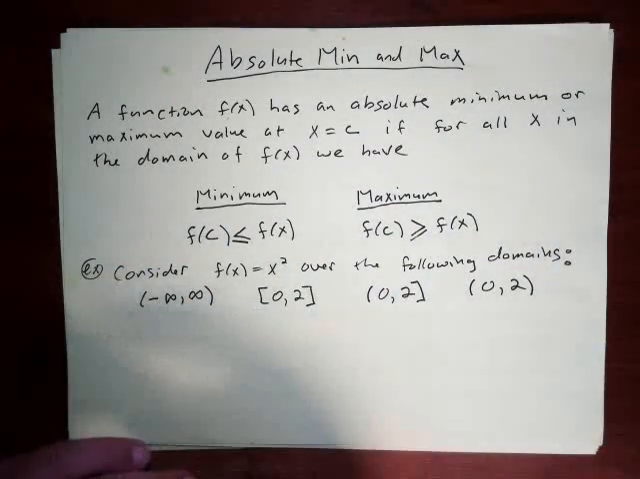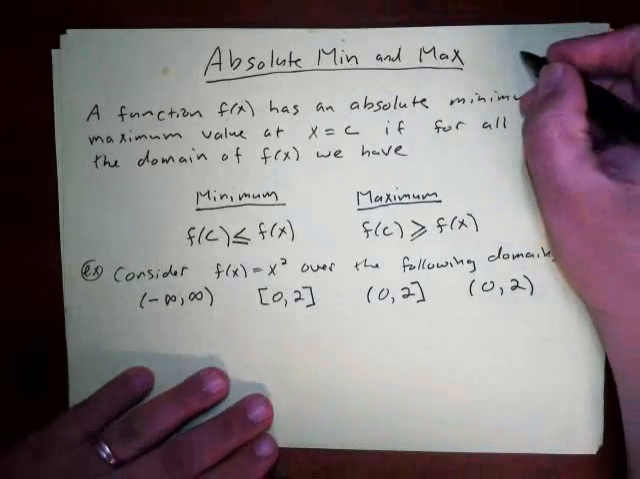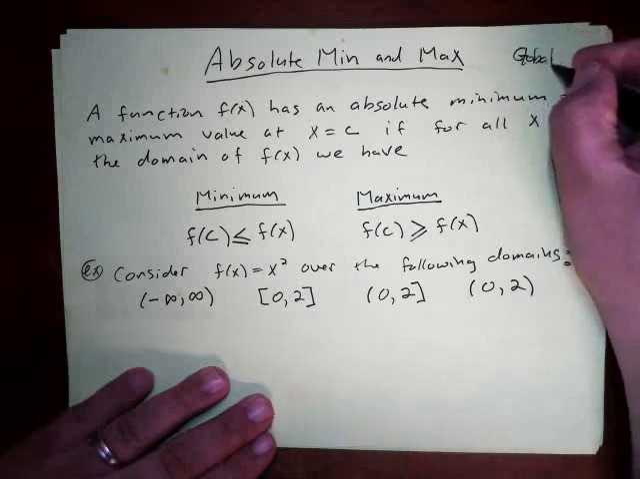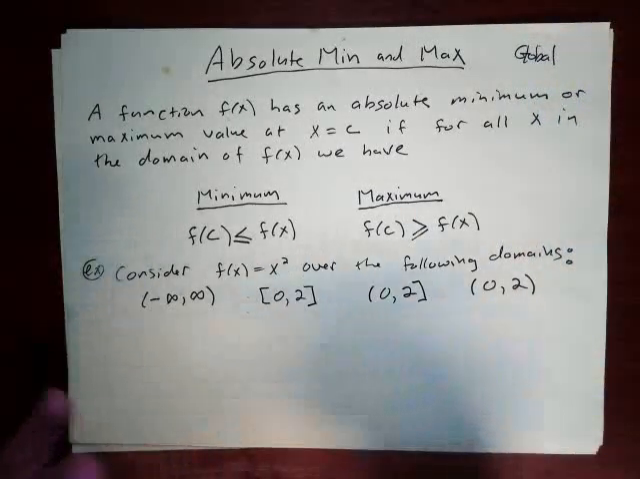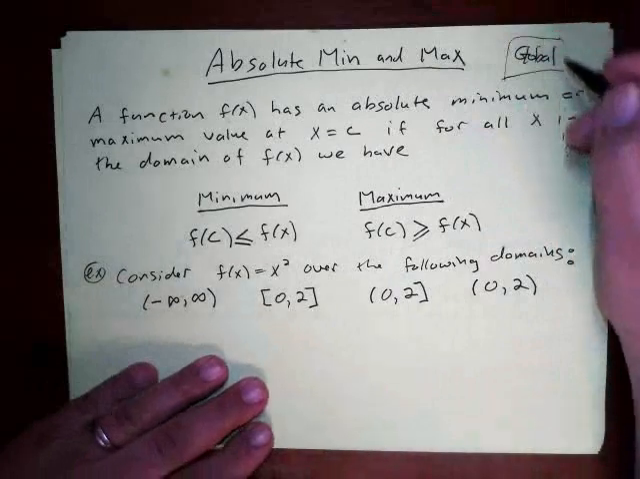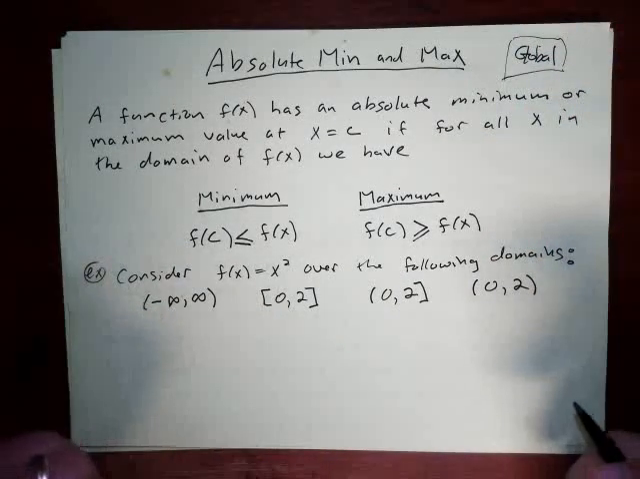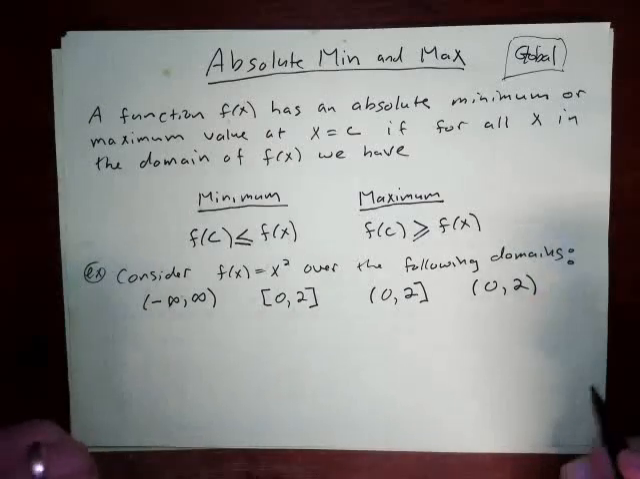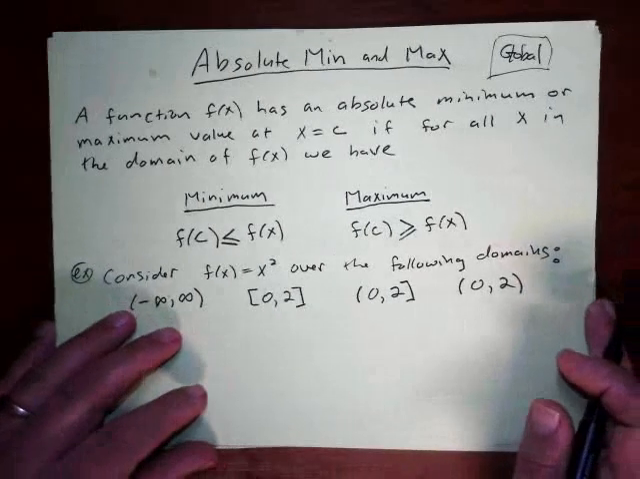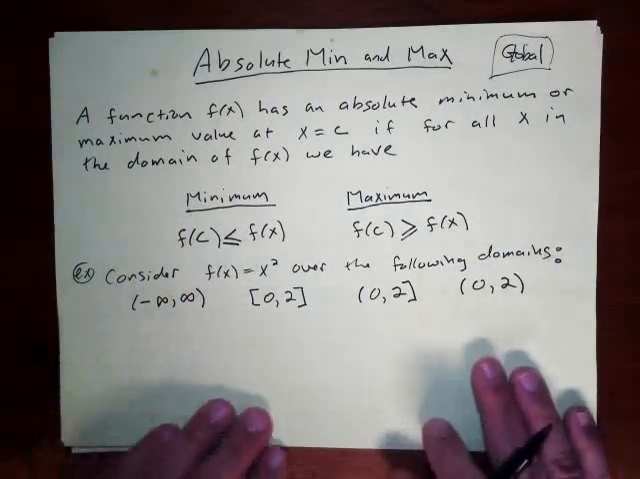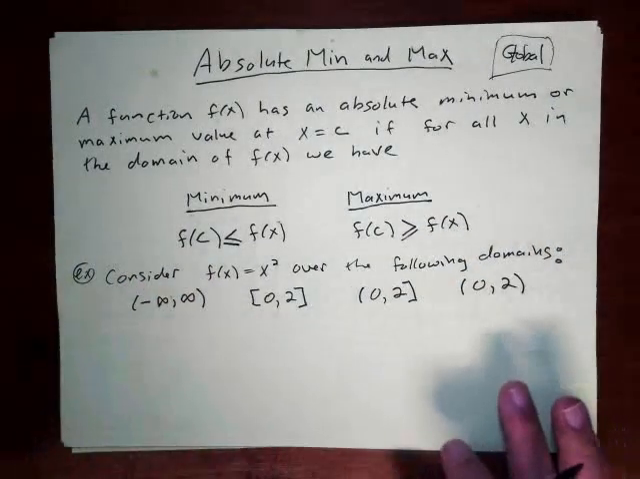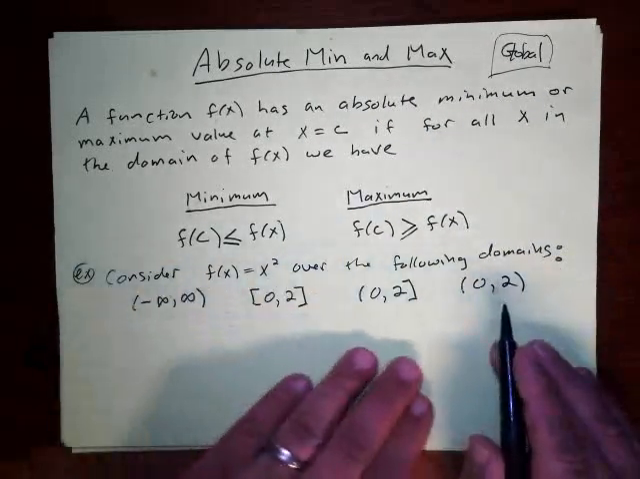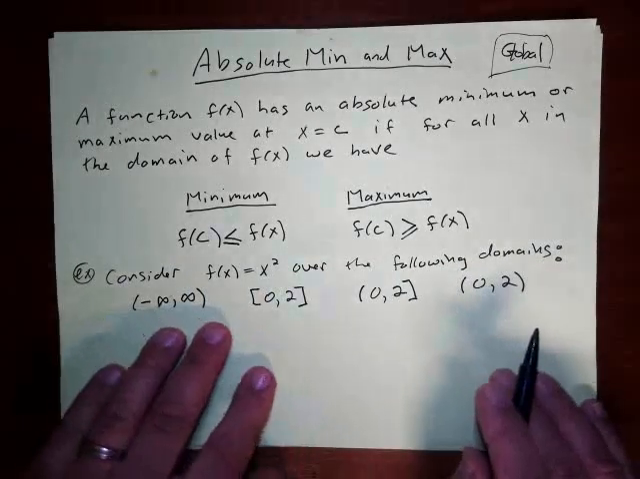Okay, so sometimes these are called absolute, or sometimes it's called global. Global min and max, and this is compared to when you have relative min or max. We're going to look at that in the next video. And relative min or max is sometimes called a local min or max. Okay, so we're going to look at the global min or max, or absolute min or max here.